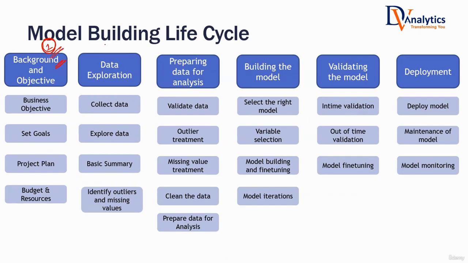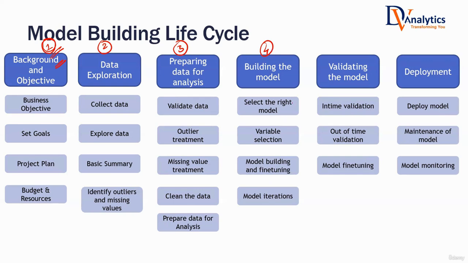Then we go to data exploration, data collection, basic summaries, etc. Then we go to data validation, preparing data for analysis. Then we build the model depending on the type of the data and the objective. Sometimes you may have to build a regression model. Sometimes a logistic regression model. Sometimes you want to do customer segmentation. In that scenario, which model would you like to build? If you want to build a marketing strategy using segmentation, then you would go for decision trees.